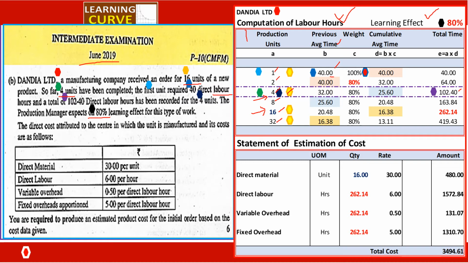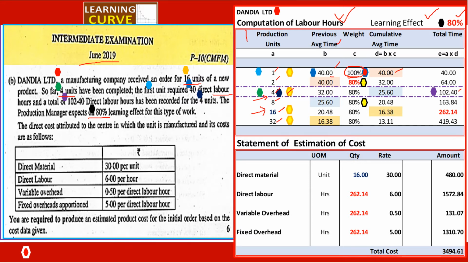For the first unit, our learning effect will not be there. It will always be taken at 100%. This point you have to remember very clearly. The first unit will be at 100% learning effect. There will be no discount or gains at that level. Therefore, 40 into 100% for the first unit will be 40. But from the second level onwards, when you double, this takes effect.